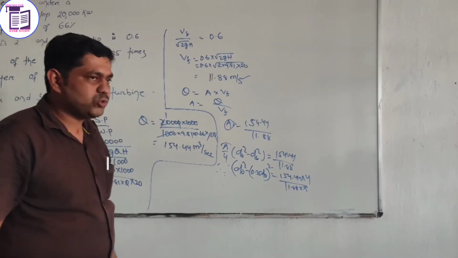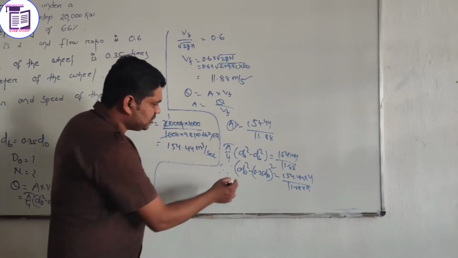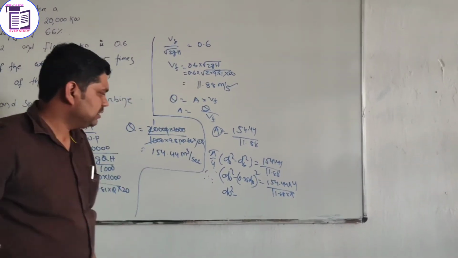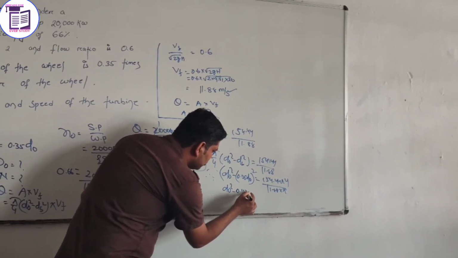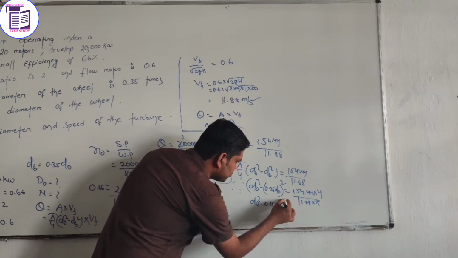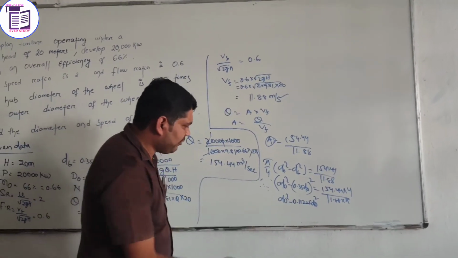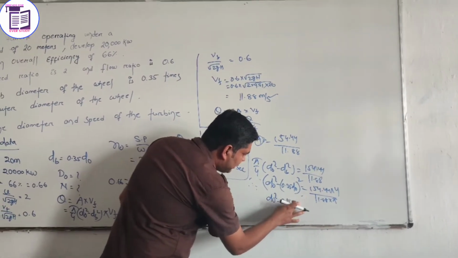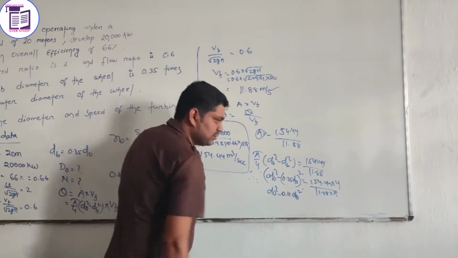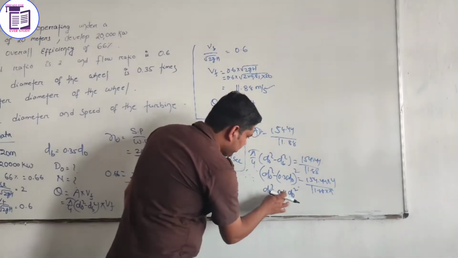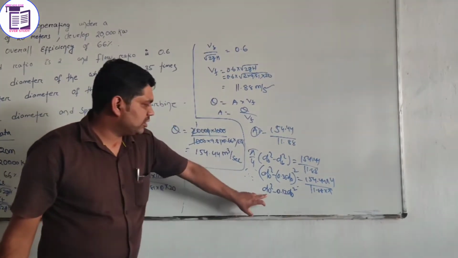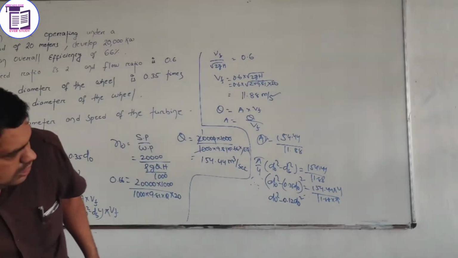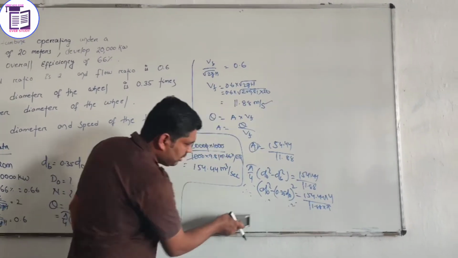So 0.35 D_o square means what? 0.35 squared D_o square. You have to find the relation. So the relation is 0.1225 D_o square. So from this you can write 1 minus 0.1225, which is approximately 0.12. So this is a common factor: D_o square minus 0.12 D_o square. From this you can write 1 minus 0.12.